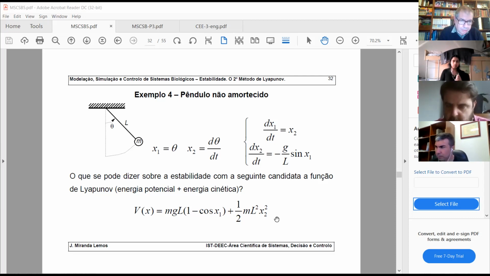So it's the partial derivative with respect to x1 times x1 dot, plus the partial derivative with respect to x2 times x2 dot. When you finish, raise your hand.